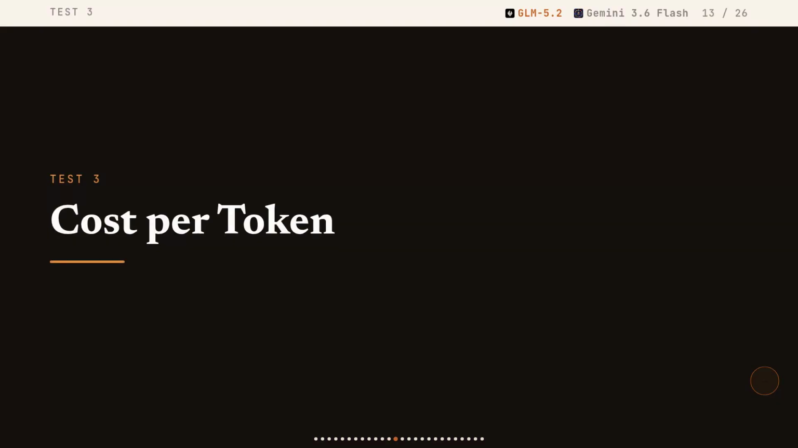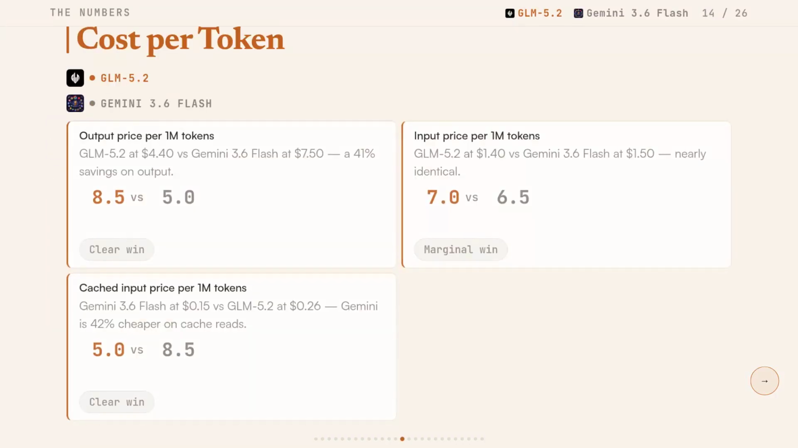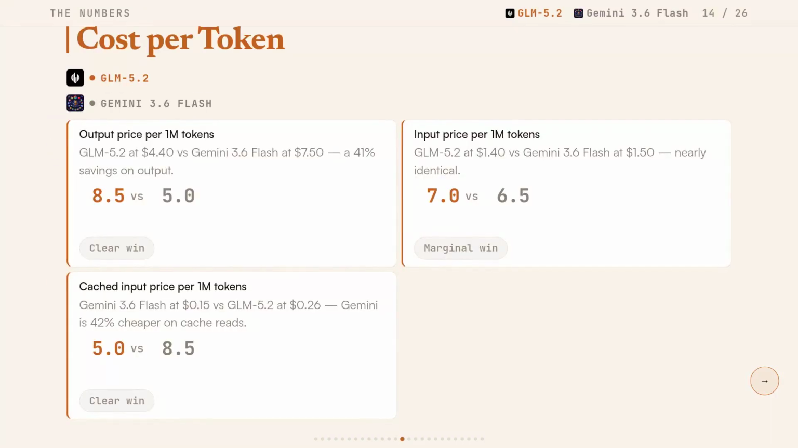Test 3, cost per token. Gemini 3.6 Flash charges $7.50 per million output tokens. Run 1 million tokens a day for a month, and that's $225 in output costs alone. Swap to GLM 5.2 at $4.40, and that same month costs you $132, which is $92 a month saved on just one workload. I pulled both official pricing pages.